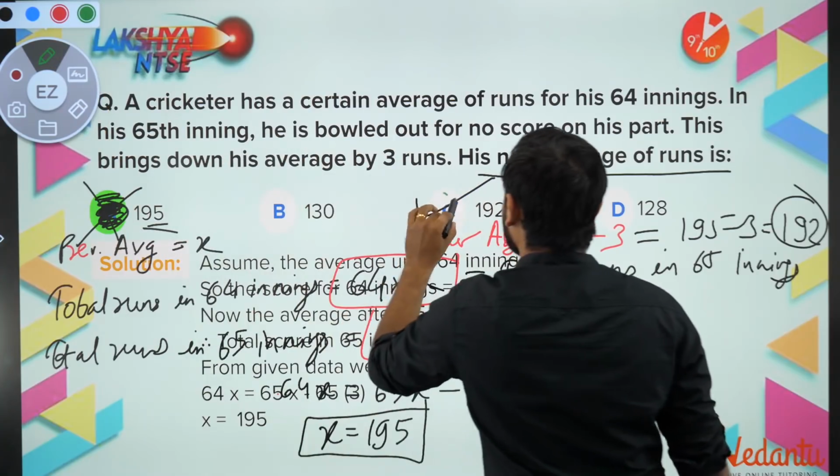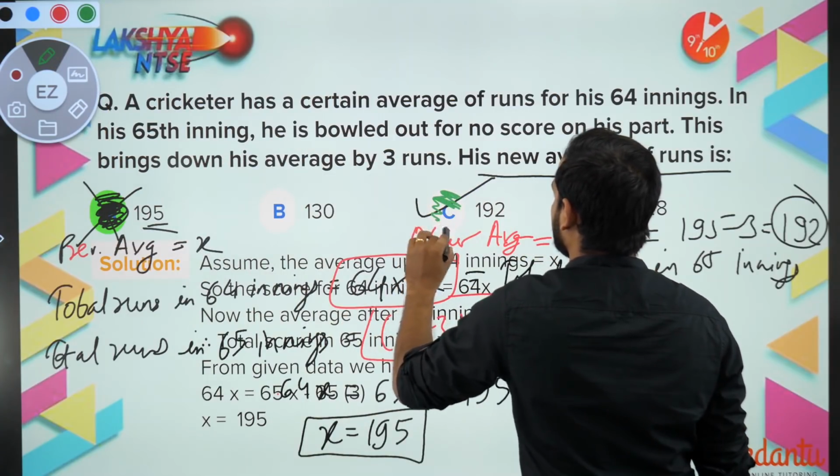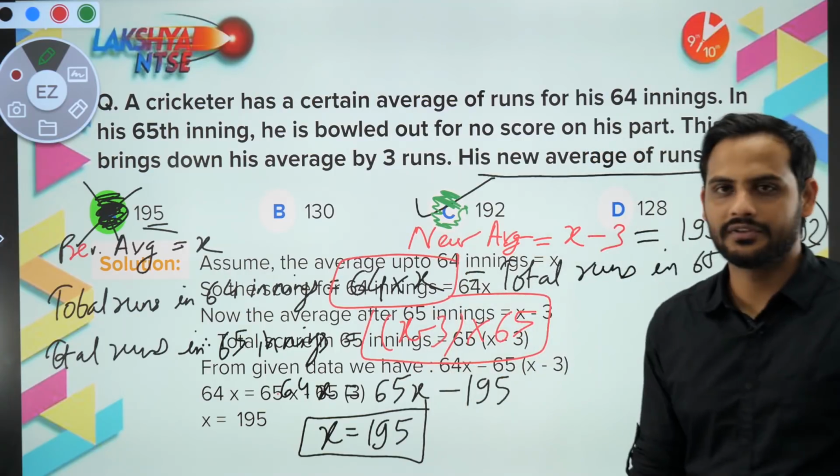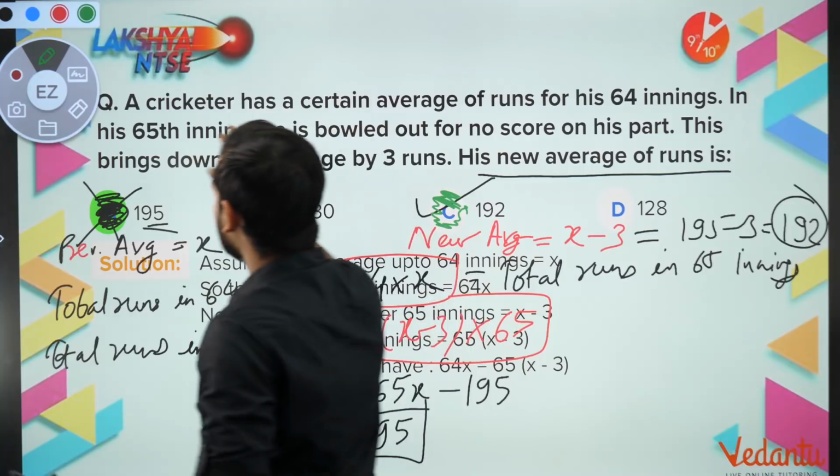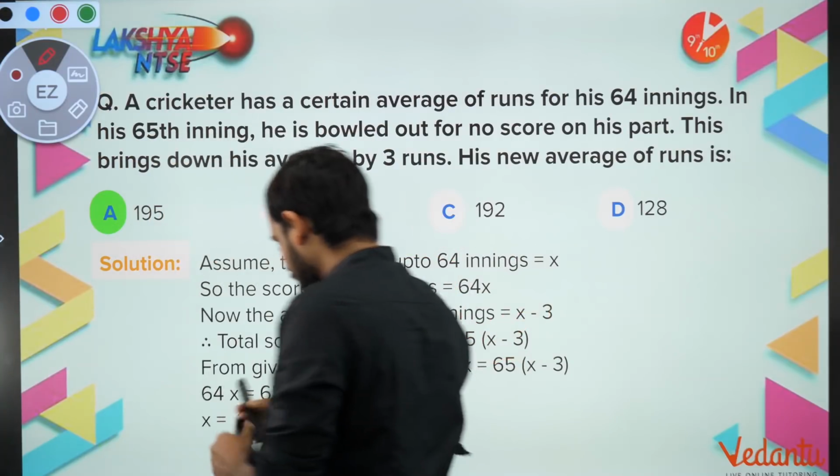And let's see whether green is the correct answer. Okay, 192 is the correct answer, because the new average is what we have to find out. Correct? Chalo. So now let's move ahead to our next question.